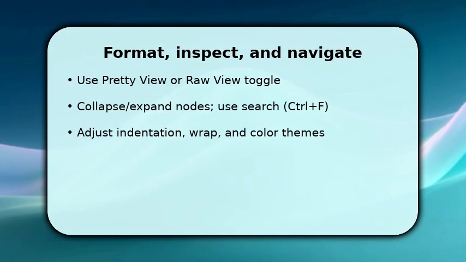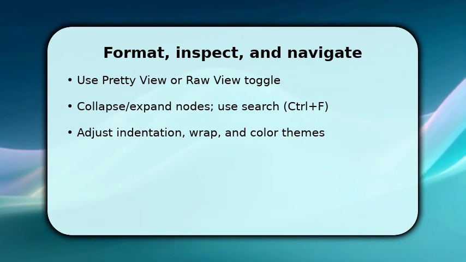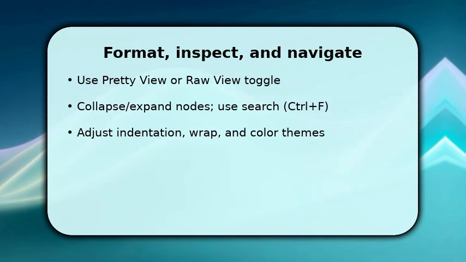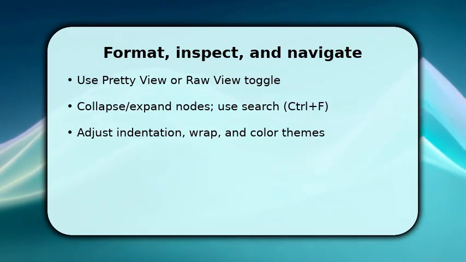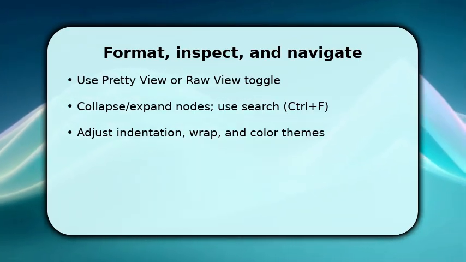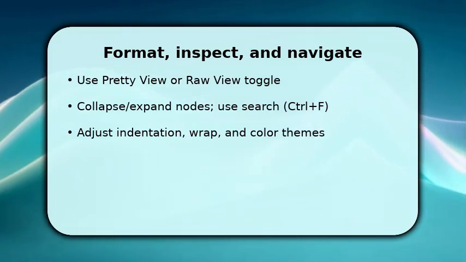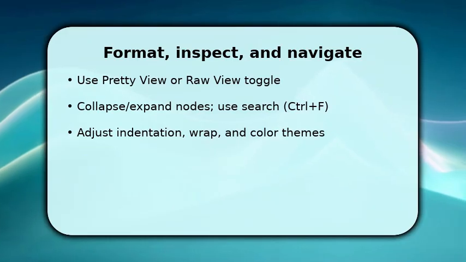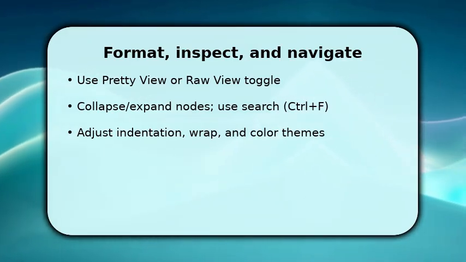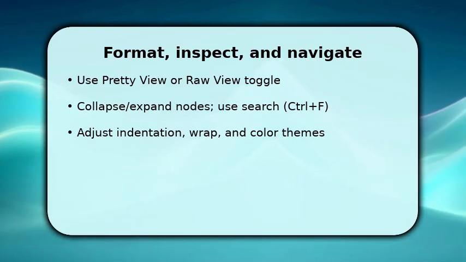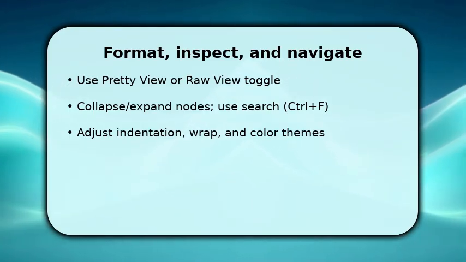Now format and inspect. Select Pretty View to convert minified JSON into readable trees, or Raw View for exact bytes. Collapse or expand nodes to focus on a subtree, and use Search Ctrl+F to jump to keys or values. Make sure to adjust indentation, wrap, and theme settings to match your reading comfort. These choices improve scanning speed and surface structural errors you might otherwise miss.